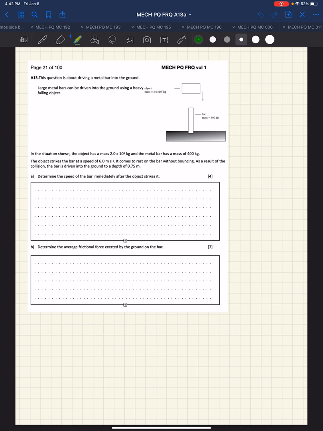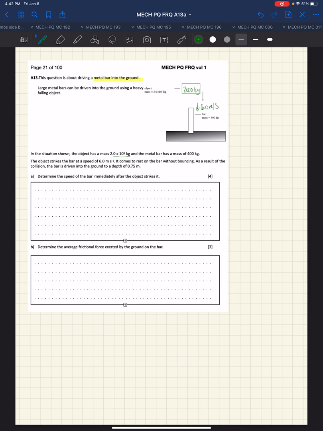This question, we are told, is about a metal bar being driven into the ground. It can be driven into the ground using a heavy falling object. So we have a heavy falling object that we are told here is 2,000 kilograms, and it hits this bar of mass 400 kilograms. It strikes the bar at a speed of 6 meters per second, so the V is 6 meters per second.